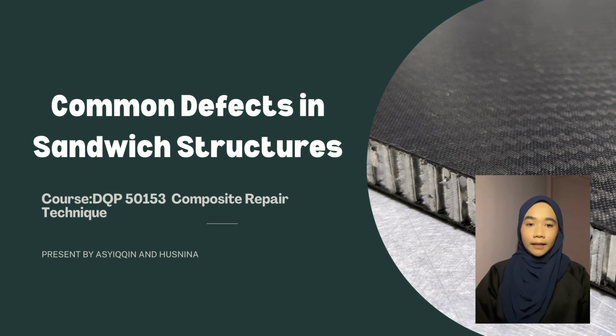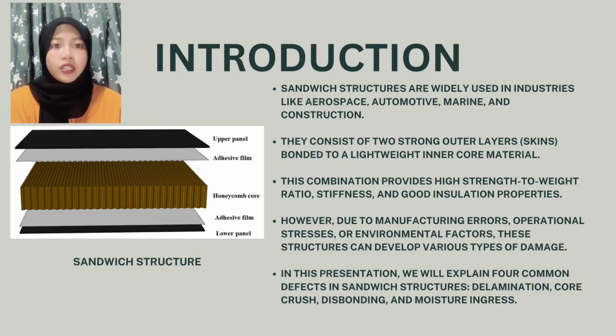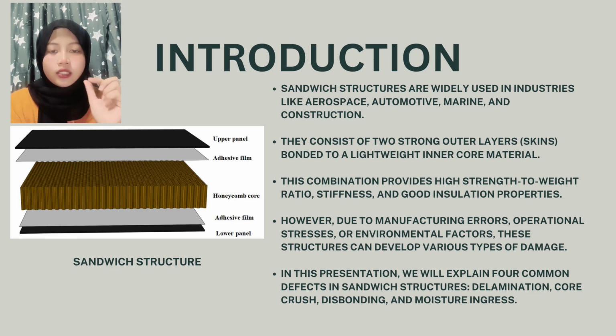I'm from DTP 5B. And today I'm going to explain about 2 common defects in sandwich structure. First of all, I'm going to explain about what is sandwich structure. Sandwich structure consists of 2 strong outer layer skins such as fiberglass and carbon fiber bonded to a lightweight inner core material such as honeycomb and plywood.